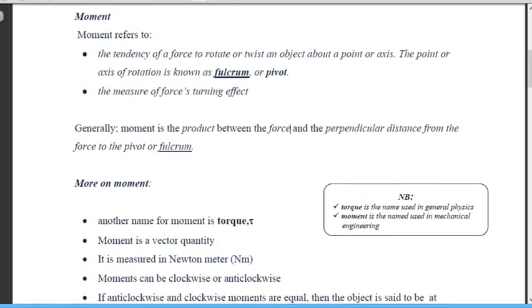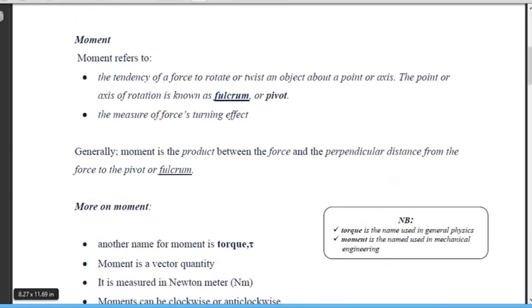You can play that section of the video by yourself, or rewind this video so that you can watch it again. But basically, that is what a moment is. When you have a spanner and you're trying to loosen a nut, and you're turning it, that is a moment.